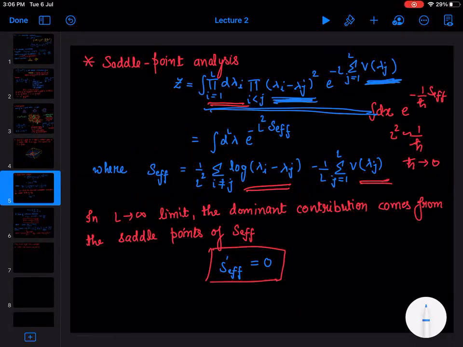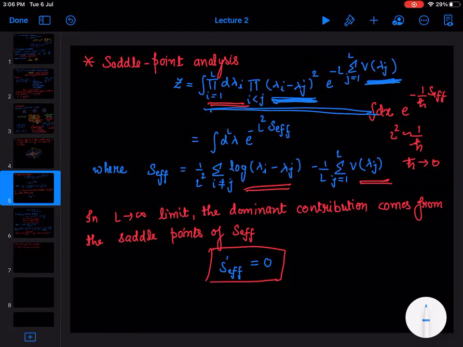So in a normal situation where you have some potential, you'd say that the saddle point is the minimum of that potential, right? So you'd say that the equilibrium configuration will be when all the eigenvalues sit at the minimum of the potential. But because of this repulsive part, all the eigenvalues do not sit at the minimum of the potential; they get spread along the minimum in some finite interval.